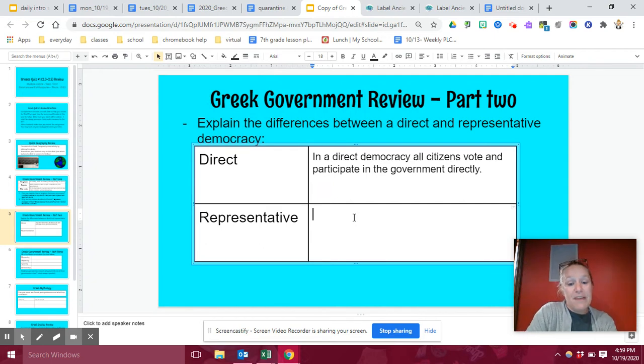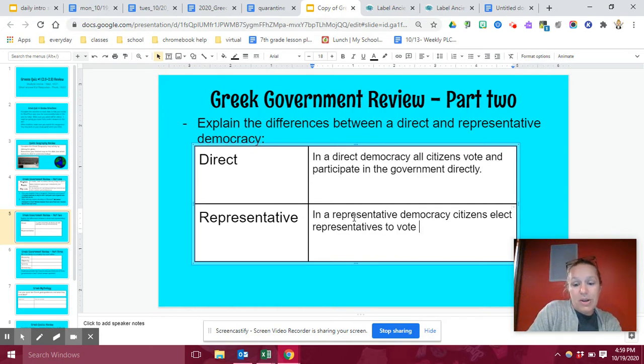In a representative democracy, citizens elect representatives to vote or make laws for them. So obviously in a place as big as the United States, we have to use a representative democracy because we're just so big. Our population is so large. So we have to elect representatives to vote or make the laws for us. So those are the key differences.